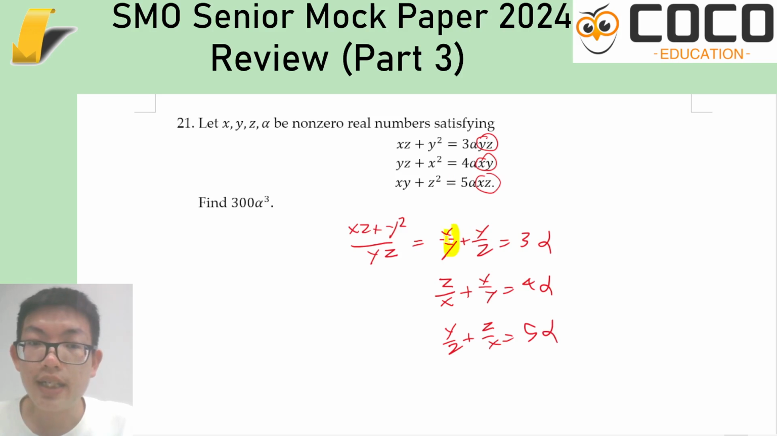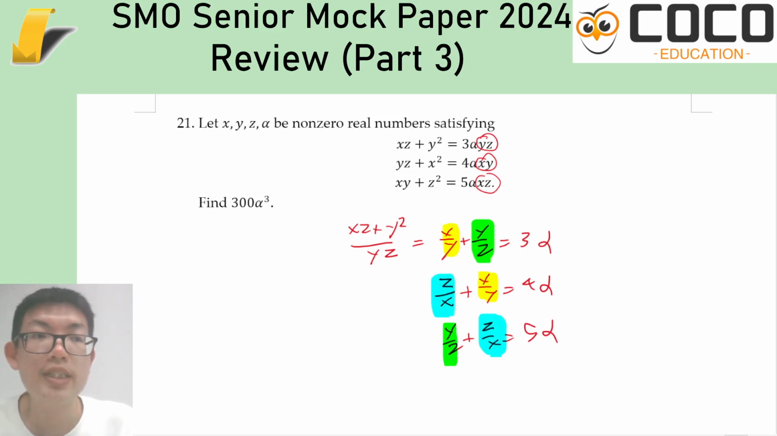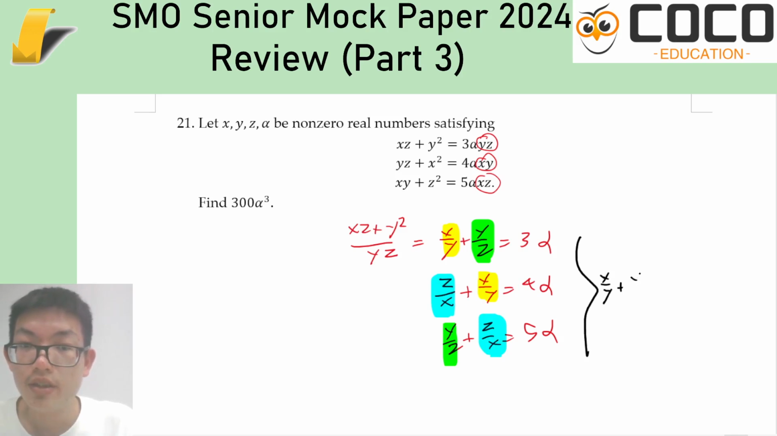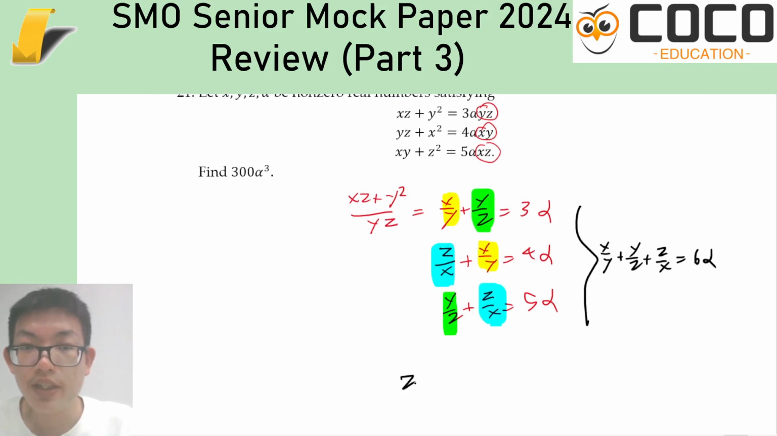Notice that these are the same 3 things that are repeating themselves, and this is great news because it means I can solve for them. Just add the things together and divide by 2 to get 6 alpha, and then subtract off in order to find that z over x is 3 alpha, x over y is alpha, and y over z is 2 alpha.